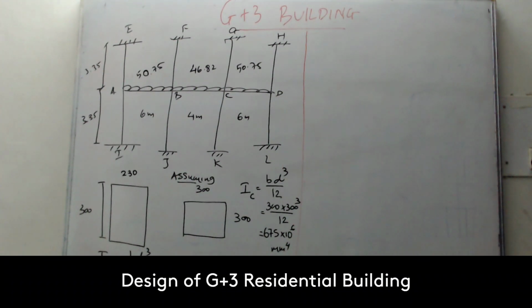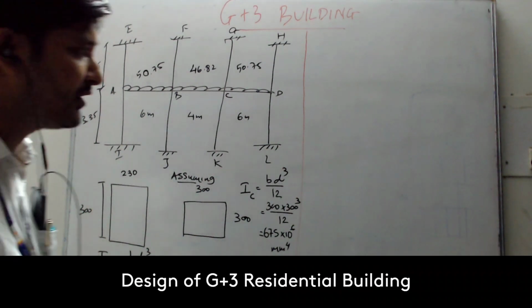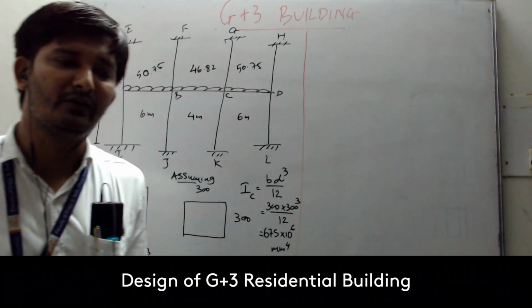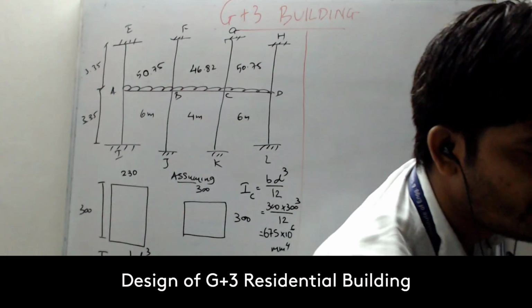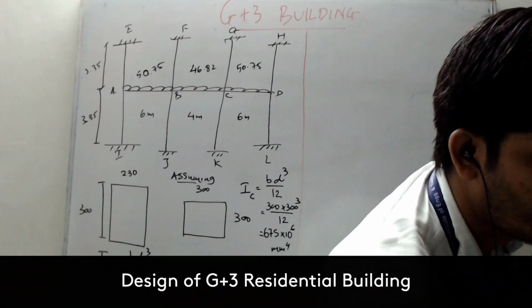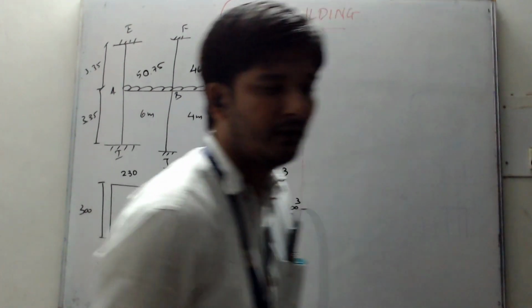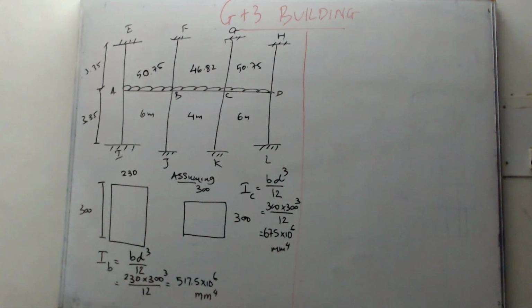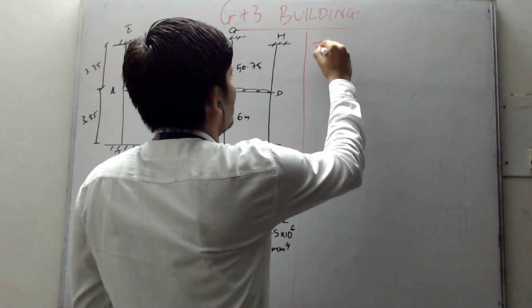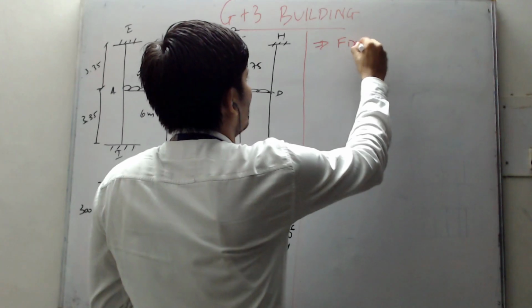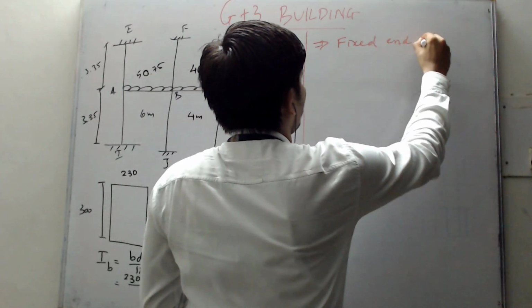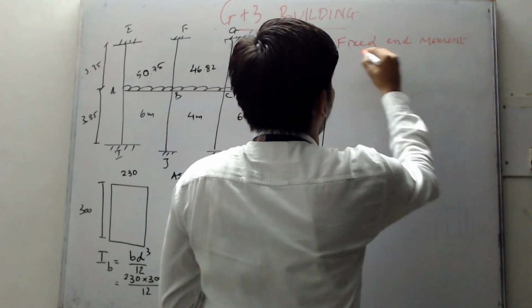Next we need to find out fixed end moments. We are finding the moments using moment distribution method, right? So for moment distribution method we require fixed end moments also, right? So let us calculate the fixed end moments. So next step is the calculation of fixed end moments. So now we are going to find out fixed end moments.